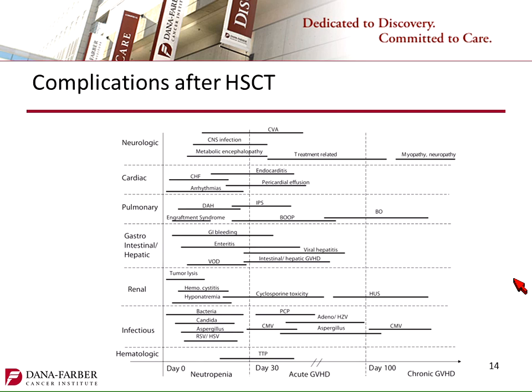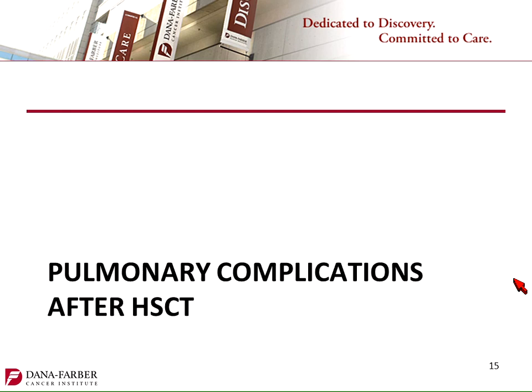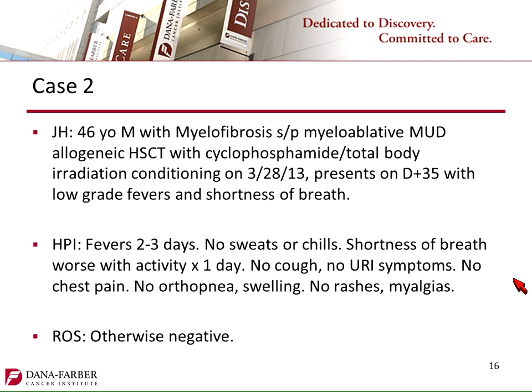So this is just a quick overview of all the different complications after transplant based on the day after transplant. So either in the very immediate post-transplant period, day 30 to day 100, during the time period of acute GVH, or day after day 100 at the time of chronic GVH. I think you heard some about pulmonary complications, but we'll quickly review a few cases.